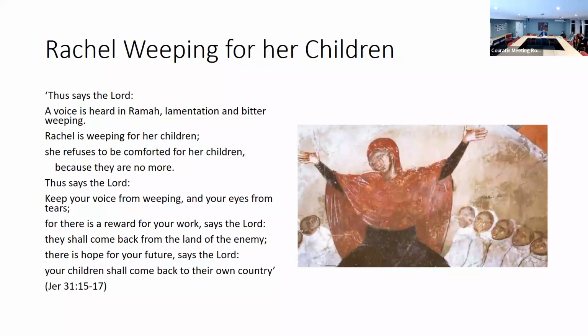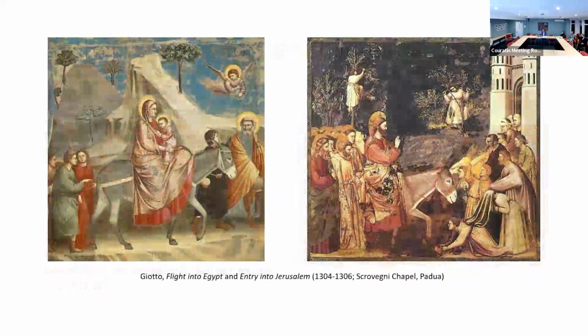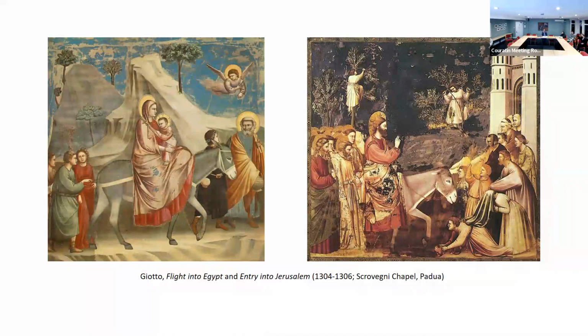There's another dimension, not so much to the massacre, but to the flight, that I want to mention before we return to Hunt's painting. And that is that many artists have seen the flight into Egypt as prefiguring another journey. And this is Giotto in the Scrovegni Chapel in Padua. First of all, the scene of the flight into Egypt, and then compositionally quite similar, the entry into Jerusalem.